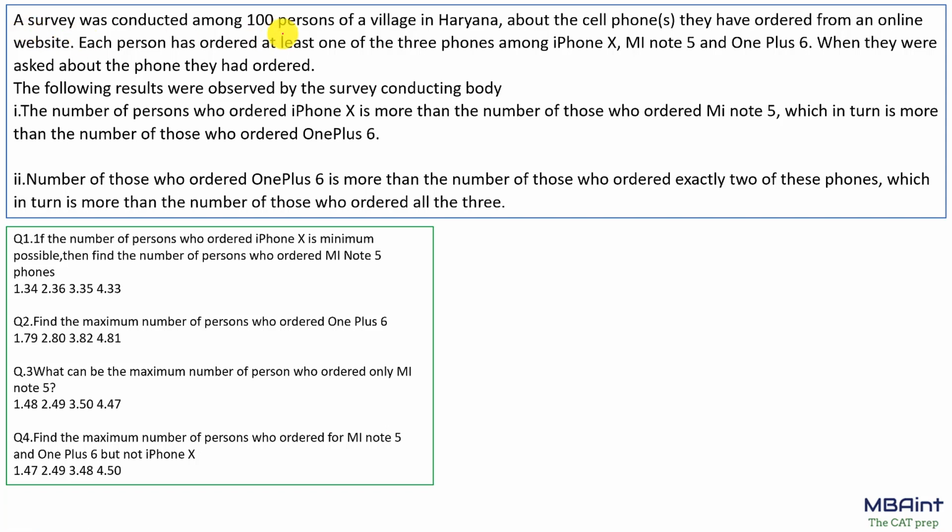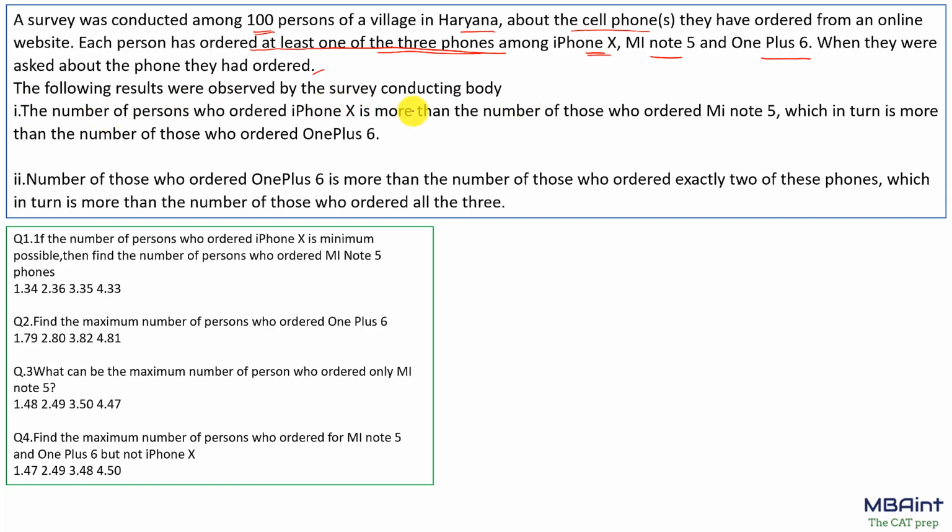Now let's start. In a survey conducted on 100 persons in a village of Haryana, they were asked about the cell phone they have ordered online. Each person has ordered at least one of the three phones. And which are the three phones? iPhone X, MI and OnePlus. When they were asked about the phones they ordered, following results were there. Now let's see what are the results.